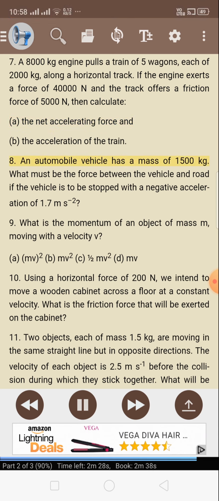8. An automobile has a mass of 1,500 kilograms. What must be the force between the vehicle and road if the vehicle is to be stopped with a negative acceleration of 1.7 meters per second squared? 9. What is the momentum of an object of mass m moving with a velocity v? (a) mv, (b) mv², (c) 1/2 mv², (d) mv.